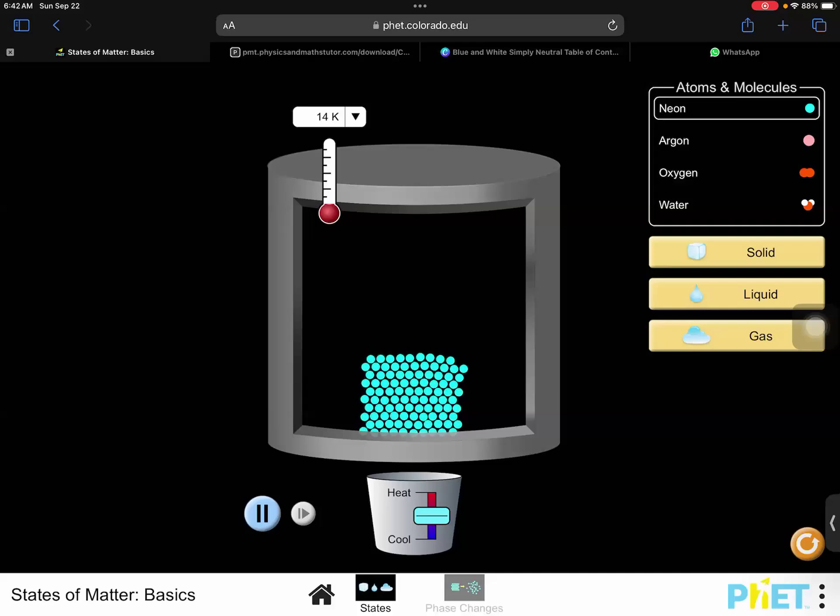As you can see, right now we have a lower temperature. So basically I want to explain how, when we increase the temperature, the particles would be moving faster, and how the particles would be moving slower if we decrease the temperature. As you can see, when I increase the temperature, the kinetic energy of the particles would be increasing.